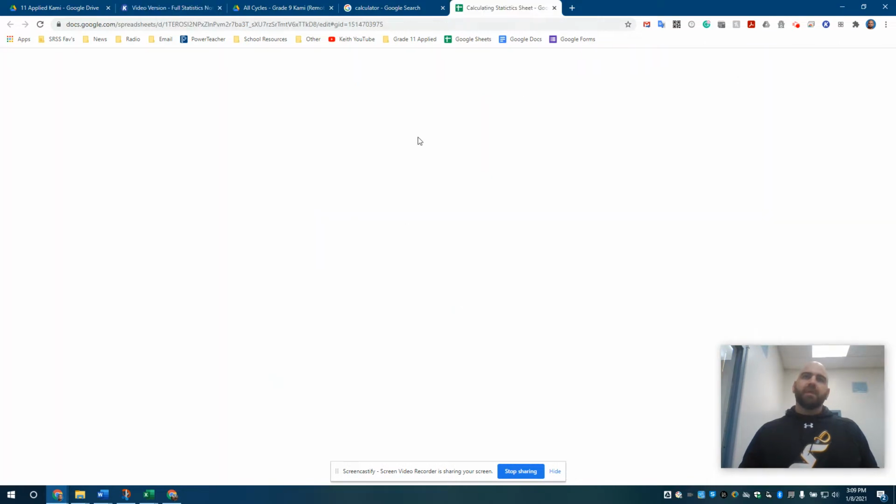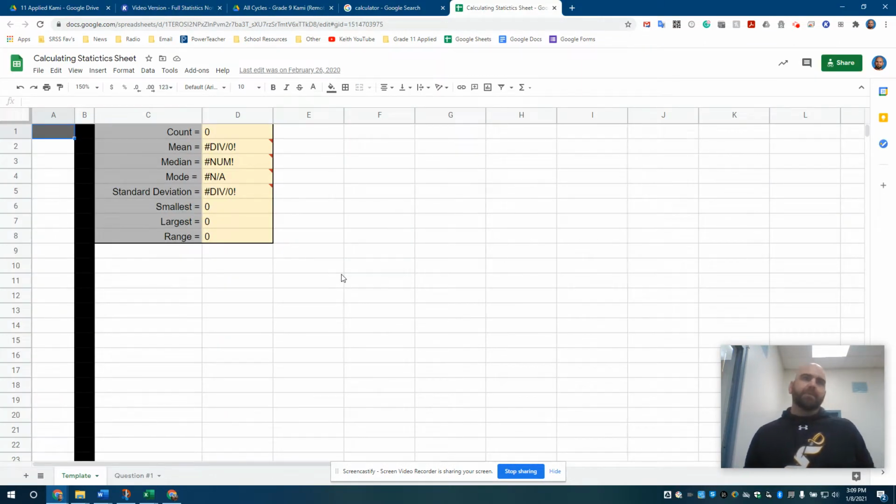What we're actually going to use is a calculating statistics sheet. It's a very simple Google sheet, which I have created so that you can calculate a large set of data really quickly. Now, this sheet is available to you in Google Classroom as well as Google Drive in the folder. So you can load it up and use it as well. Make sure though, if you do take it, you can't actually modify it because it's view only. You'll have to create a copy of it yourself so that you can use it for any of your assignments.